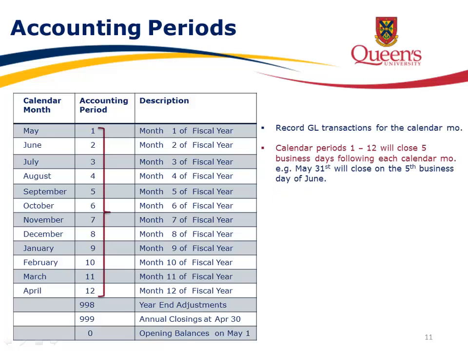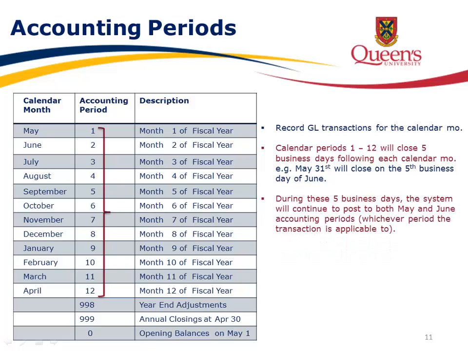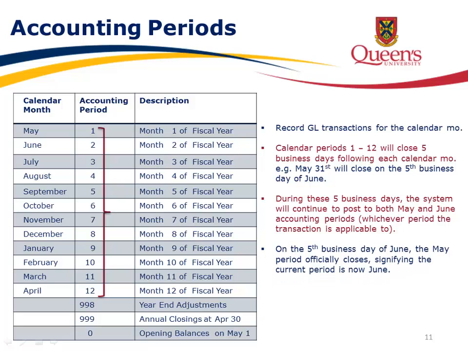Calendar periods 1 through 12 will close 5 business days following each calendar month. For example, May 31st will close on the 5th business day of June. During these 5 business days, the system will continue to post to both May and June accounting periods, whichever period the transaction is applicable to. On the 5th business day of June, the May period officially closes, signifying the current period is now June.